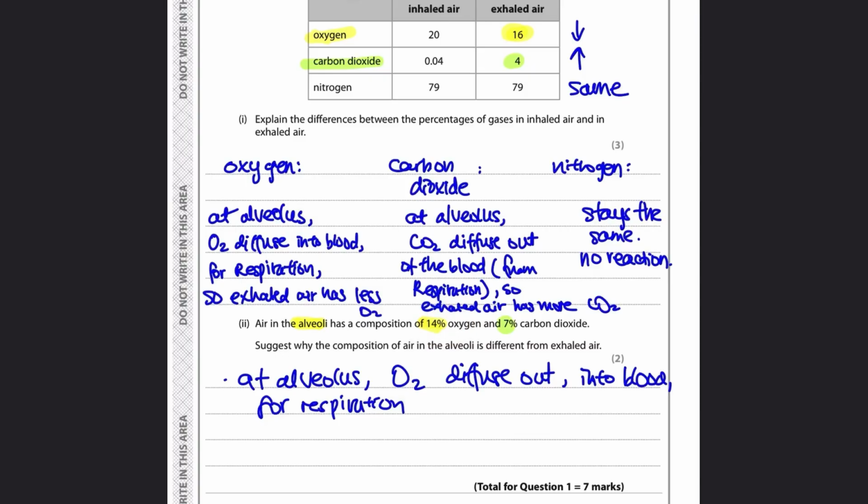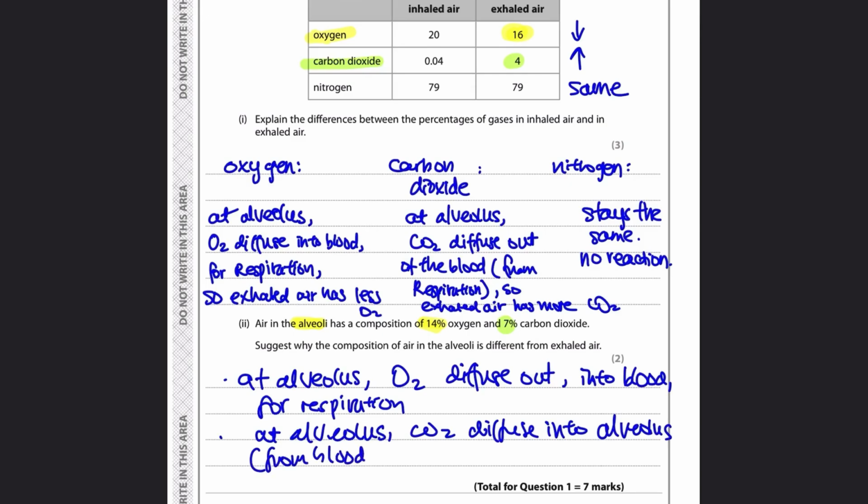And while we're here, let's talk about the CO2. Same thing. At the alveolus, the CO2 is going to diffuse out of the blood into the alveolus. And that's why there's more CO2 here. There's actually 7% as opposed to 4%. So same thing. At the alveolus, CO2 diffuses into the alveolus from the blood, right? From blood. Again, due to respiration. See? And that's why it's more. So there's 7%, which is more than the 4% of exhaled air up here.